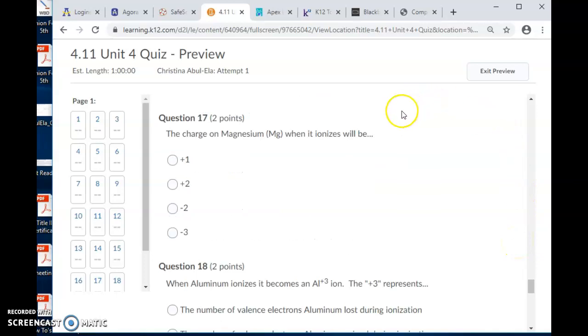Question 17. The charge on magnesium when it ionizes will be +1, +2, -2, -3.